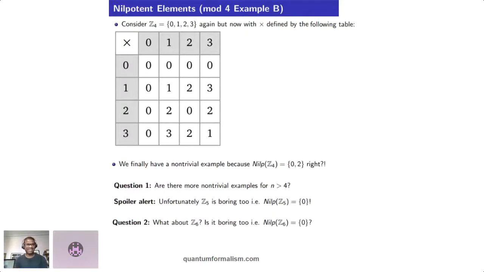Just like last time with the idempotent examples, I'm going to put a spoiler alert first: Z5 is boring too. I claim that the nilpotent set of Z5 is just the trivial element. Obviously, here I'm just considering multiplication. If I don't specify when I'm using mod n, I'm using multiplication, as addition is trivial. We are just considering multiplication. So the spoiler is that Z5 is trivial.